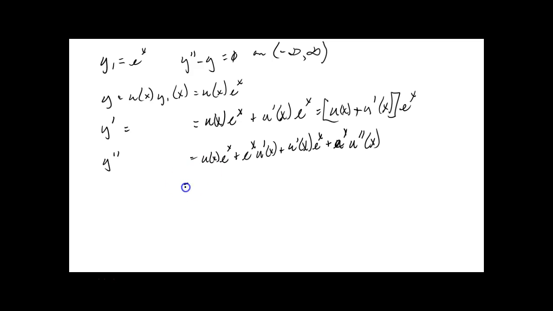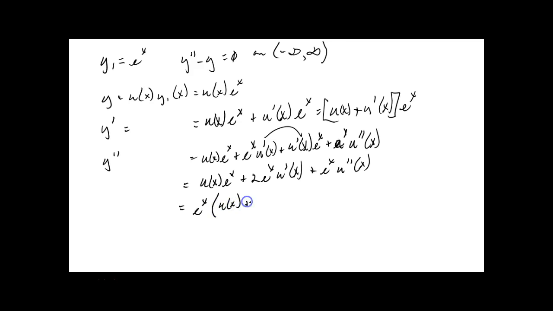All right. Now, we can simplify that as u of x e to the x plus, let's combine these two, because these are identical, e to the x u prime of x plus e to the x u double prime of x, which would be e to the x times u of x plus 2u prime of x plus u double prime of x.